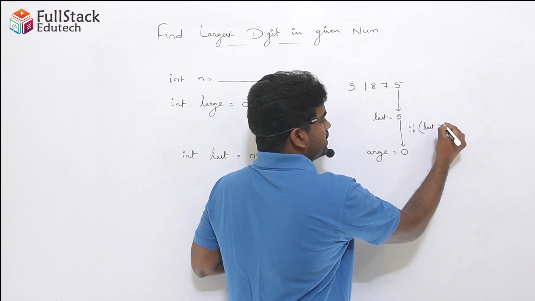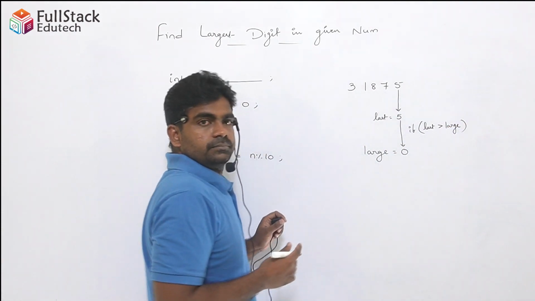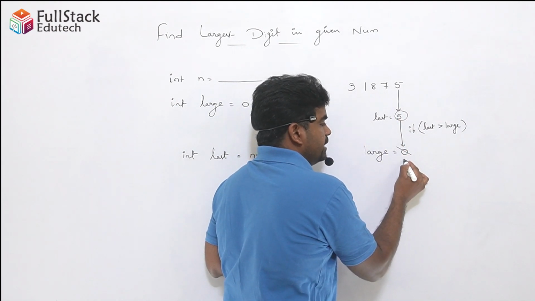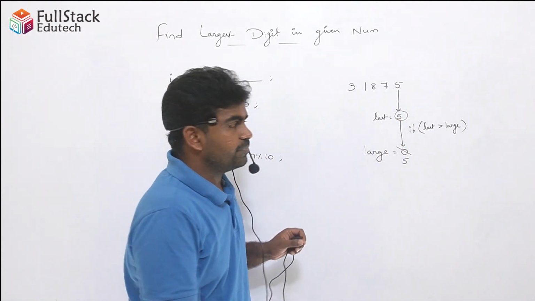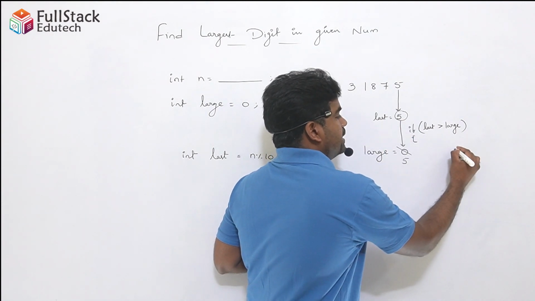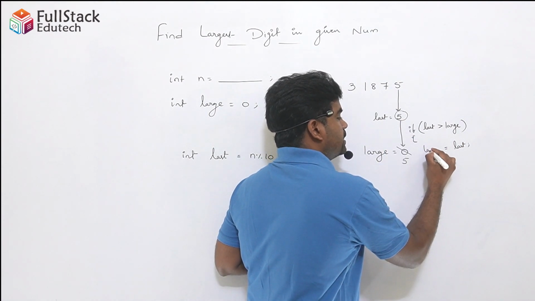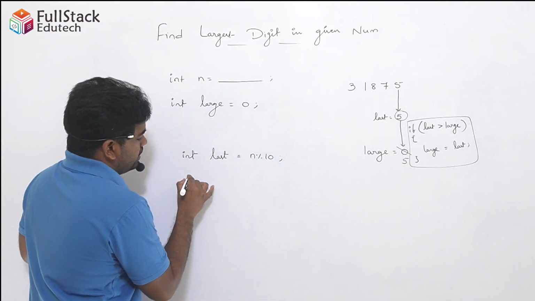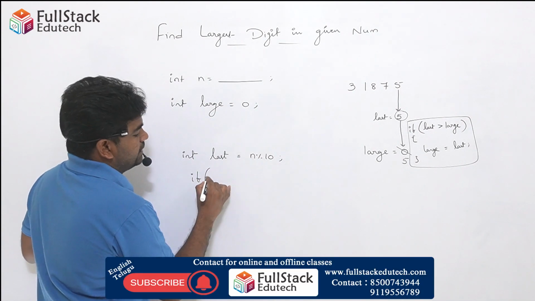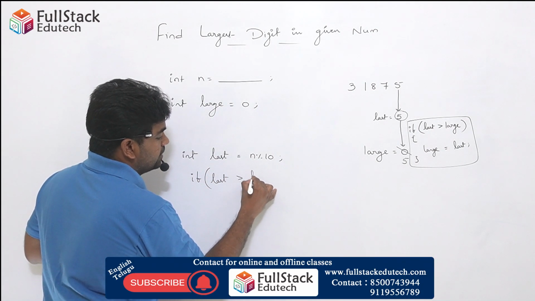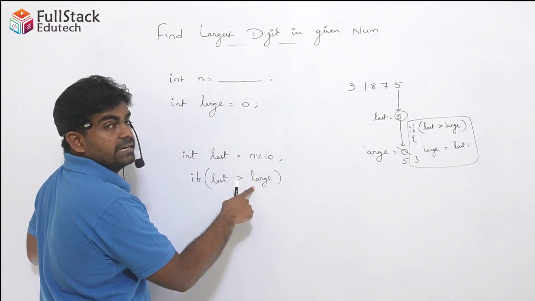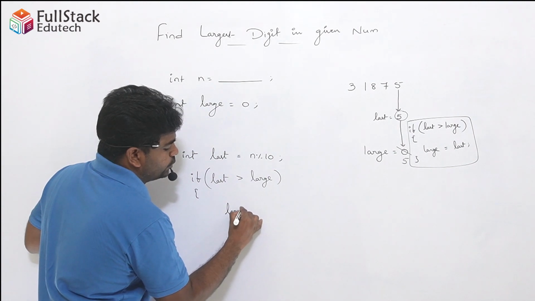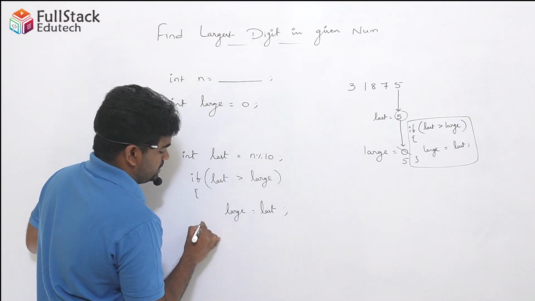is greater than large or not. Suppose the 5 is greater than 0, store that 5 in the 0 place. Nothing but store that last digit into large. This is the main condition. Here we are checking if that last digit is greater than the largest digit you have considered. Then make this last digit the largest digit. So into large, store that last. Simple one.